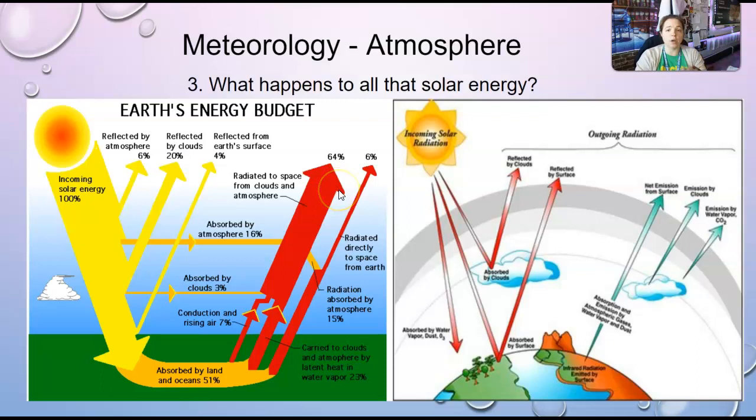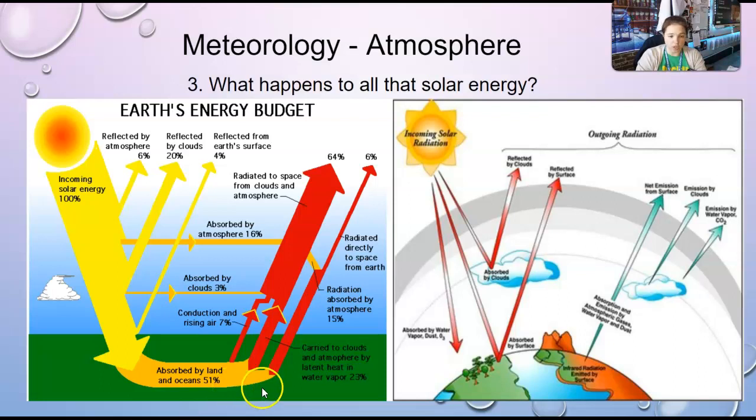That means the solar energy goes somewhere, is deflected and absorbed in different parts. And you'll see here, we have incoming solar energy 100%. And it's reflected by the atmosphere, reflected by clouds, reflected by the Earth's surface. And then you have absorbed by the atmosphere, absorbed by clouds, and then absorbed by the land.